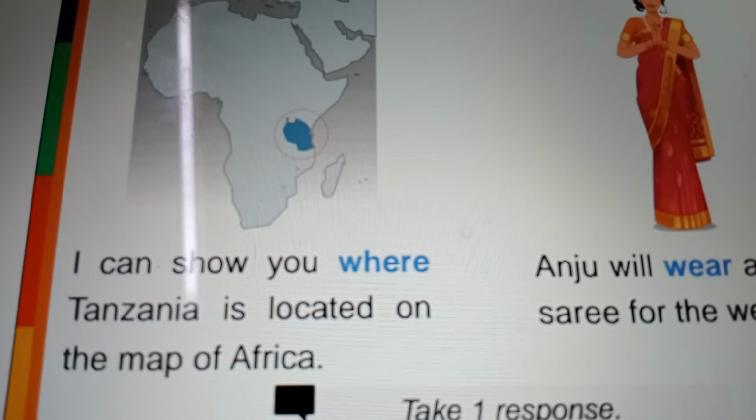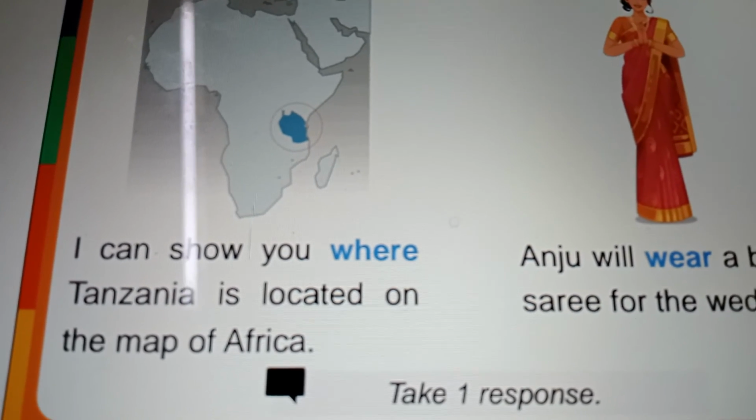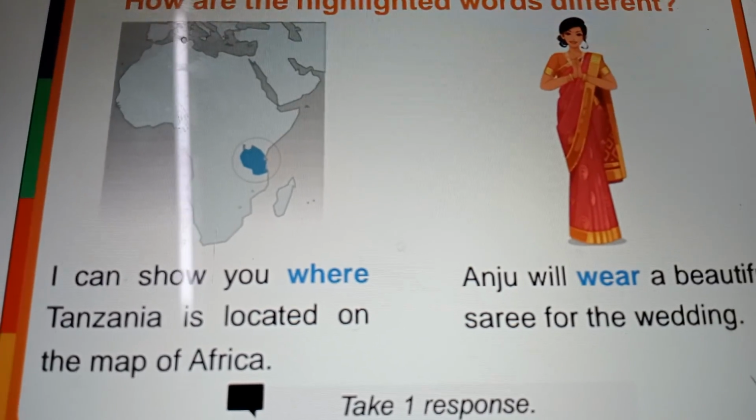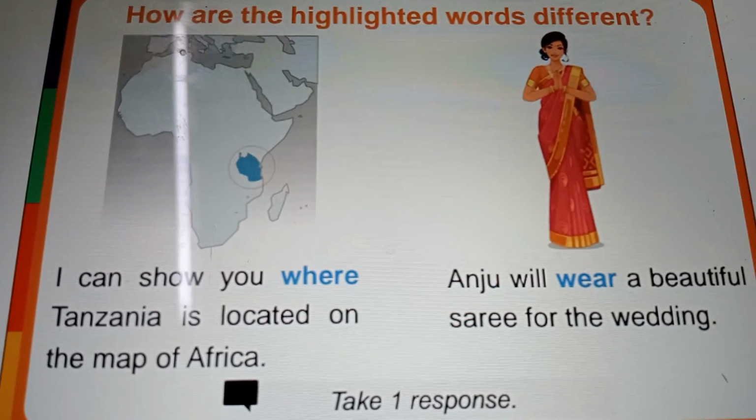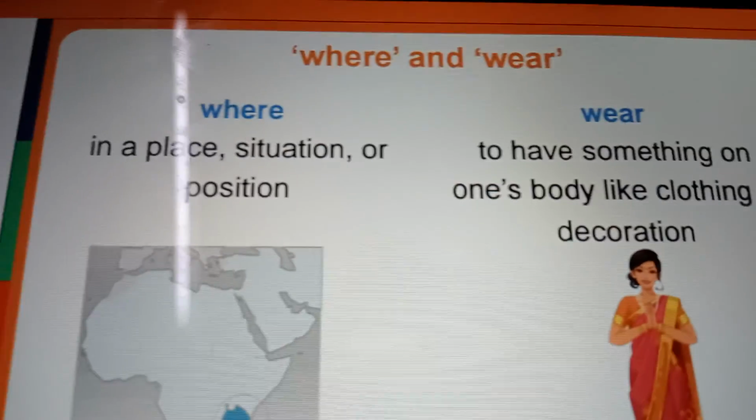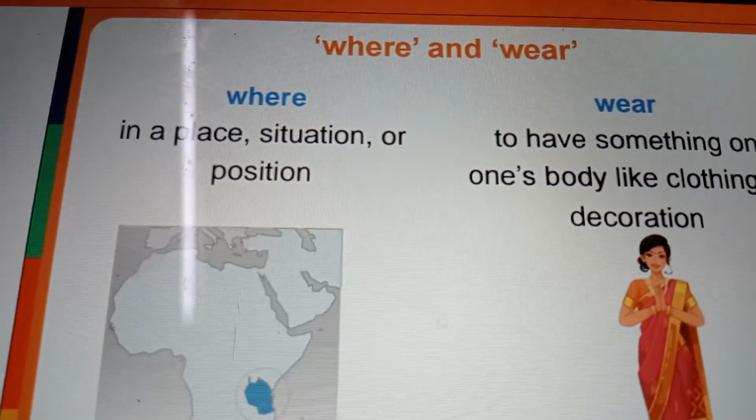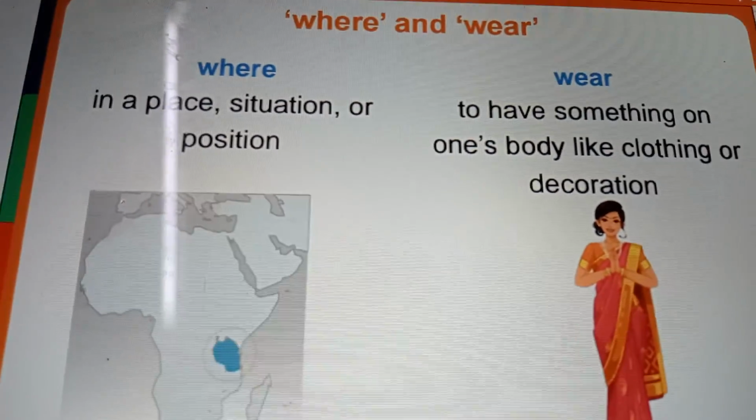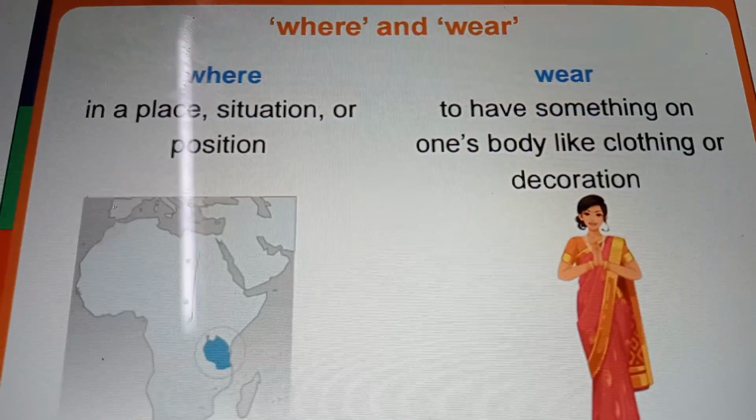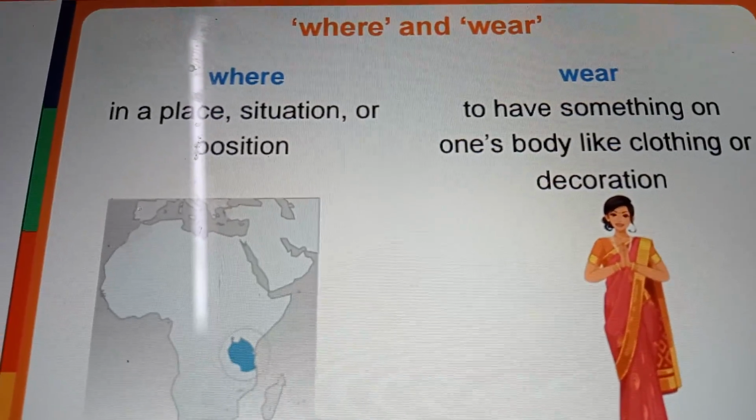Next one, I can show you where Tanzania is located on the map of Africa. Anju will wear a beautiful sari for the wedding. Let us see the example for this. Where means in a place, situation or position. Here wear means to have something on one's body like clothing or decoration.